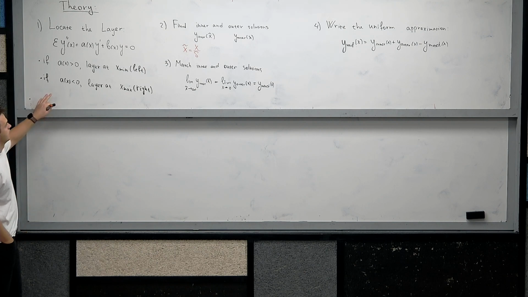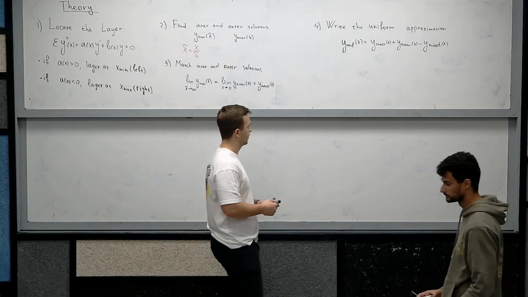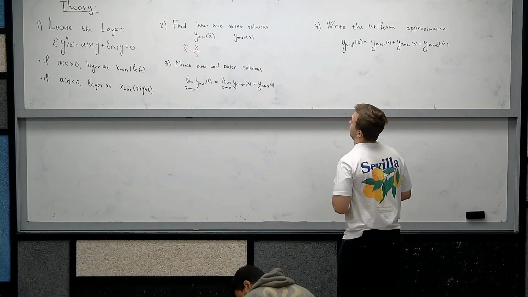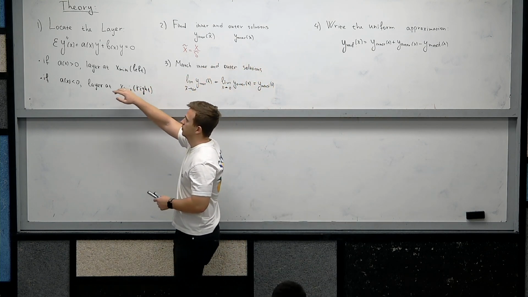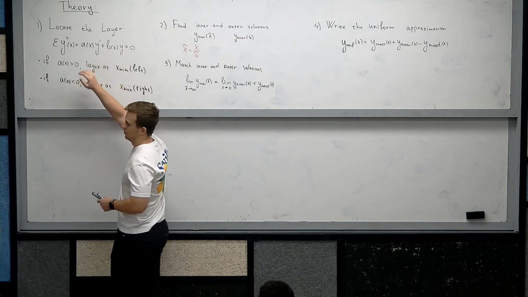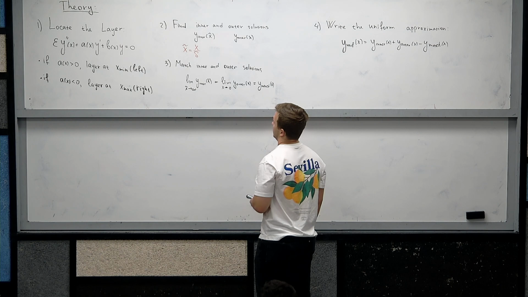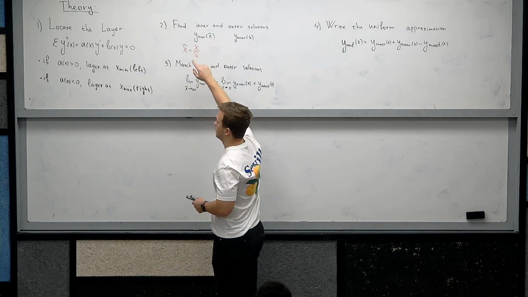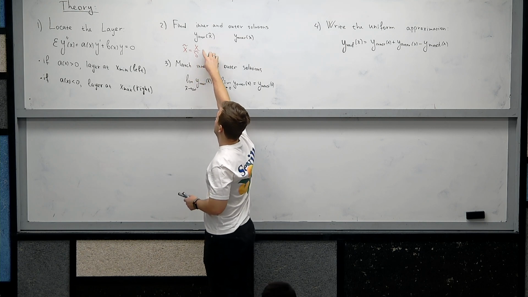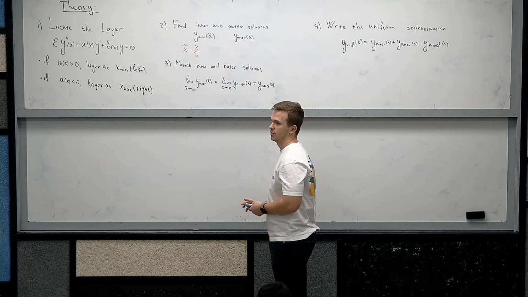Then after we locate the layer, we need to solve this equation for the inner and the outer region. For the outer solution, we just plug in epsilon equals 0 and solve the first order differential equation. For the inner region, we rescale our variable x to some new inner variable. So I divide x by delta. In most cases, delta equals epsilon.